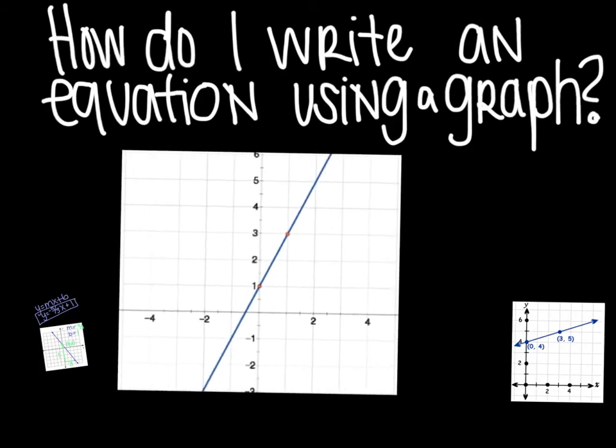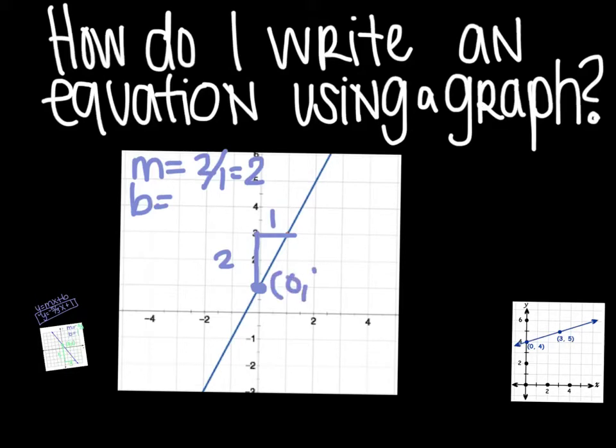Here's another example. First, find your m and your b. So, slope is your change in y, which is 2, and then 1. So my slope is 2 over 1, which is just 2. And my b is where it crosses the y-axis, which happens to be here. And that point would be (0, 1). So this would just be 1.